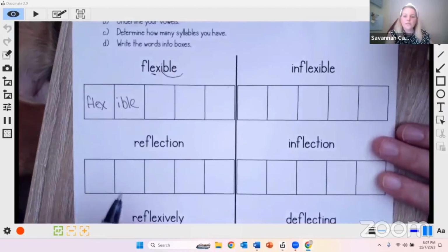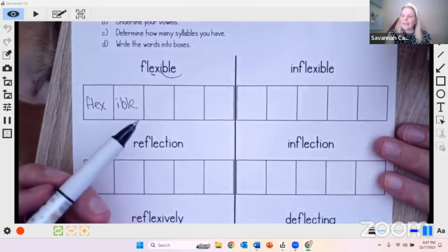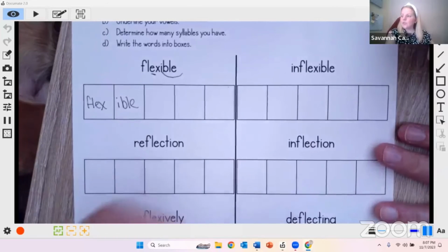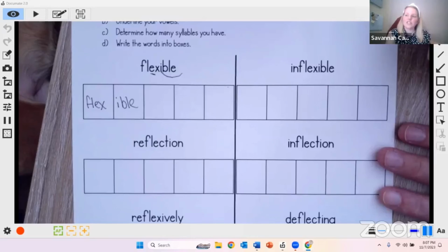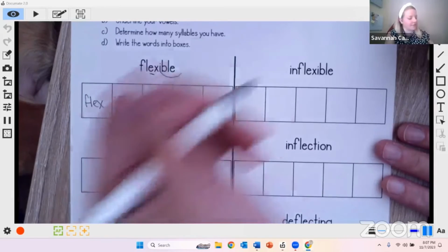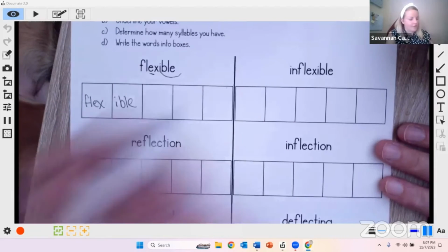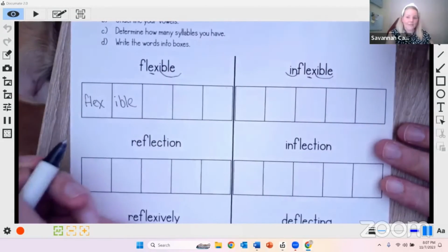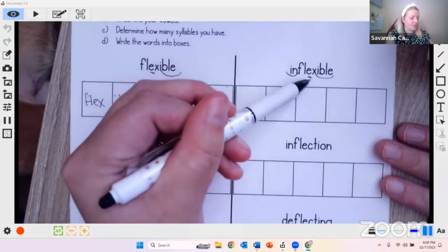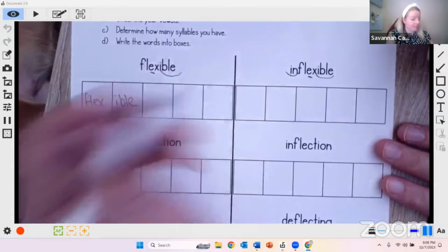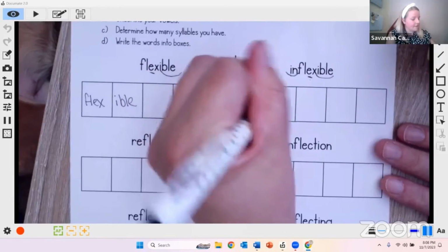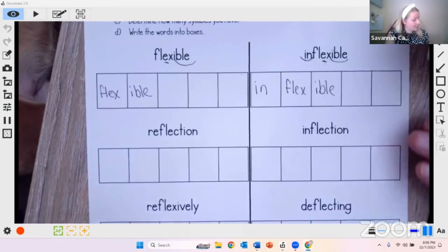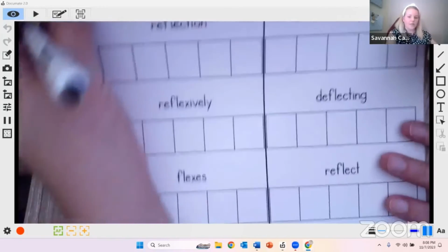All right, then I would go to the next one. When I've been doing this with my kids, we've been doing the first two together, and then I've been asking them to do the rest on their own, and I'm coming behind and checking that they're able to pronounce the words. Same thing. Do you see any prefixes or suffixes? Well, I see in and I see able, and I have an E left. So I know I'm going to have 1, 2, 3 syllables. In, flex, able.